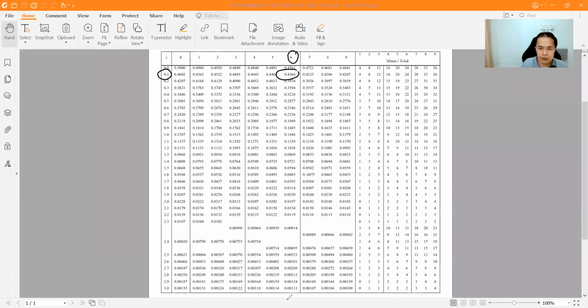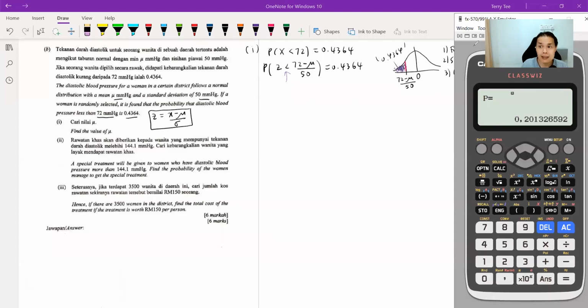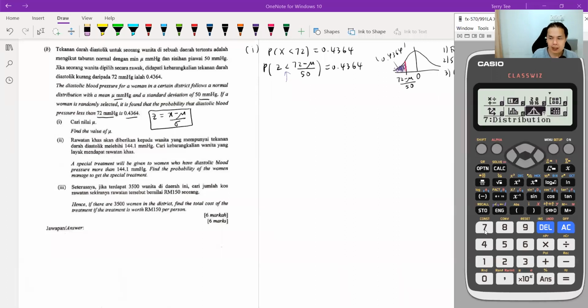So now, if you don't want to use a mathematical table, you have to use this calculator. Only this class width calculator can do the job. So you press mode, press 7, press 3 for inverse norm. Your area is 0.4364, and my answer, you can see, is 0.16. But this calculator will give you a negative because the area is always measured from the left, right? When you use a mathematical table, it's basically on the right. So be careful with that.